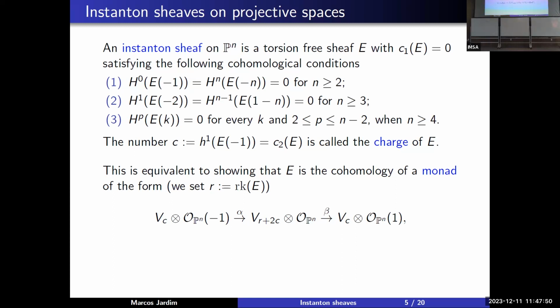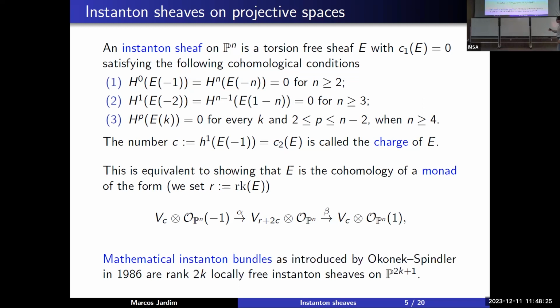And it turns out that all these cohomological vanishings are equivalent to the fact that the instanton sheaf is the cohomology of a monad. A monad is a three-step complex like that, for which the first map is injective, the second map is surjective, and this complex only has cohomology in the middle. And that's what we call the cohomology of the monad. So this is a complex, right? So beta composed with alpha is 0.